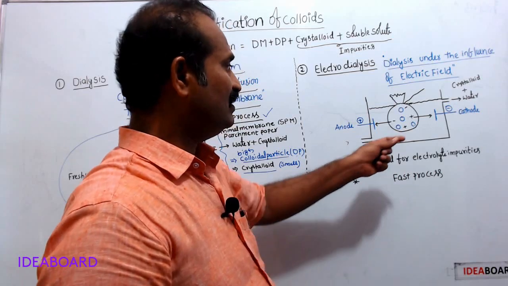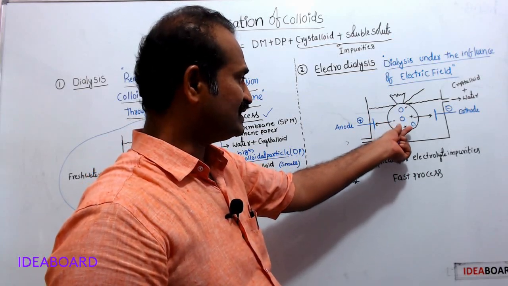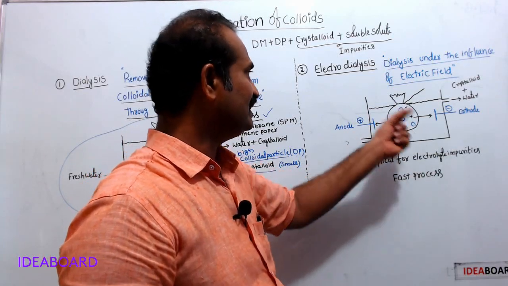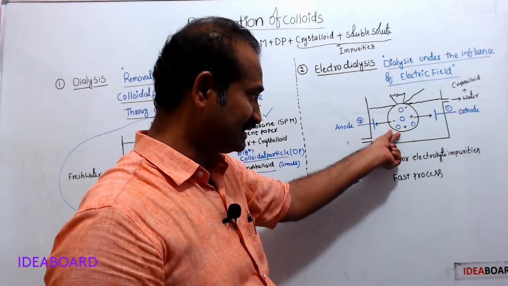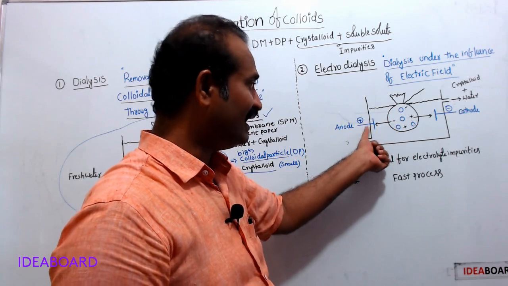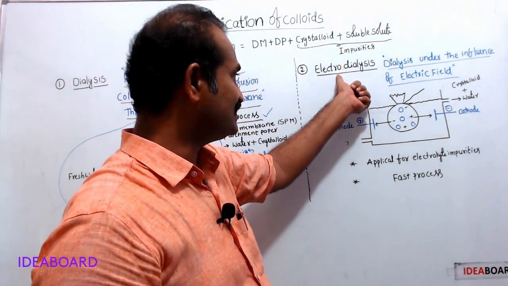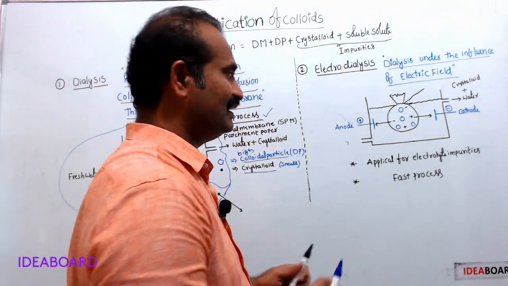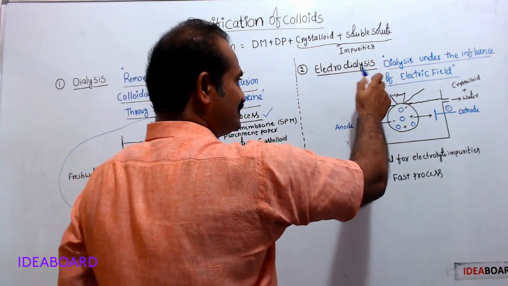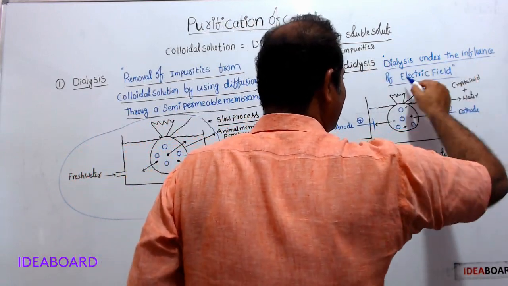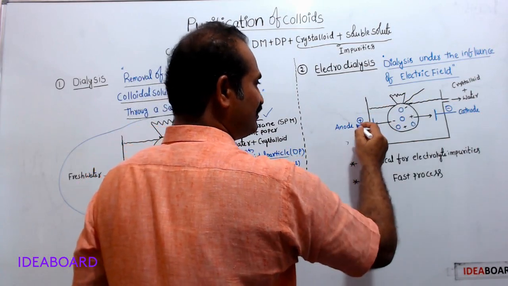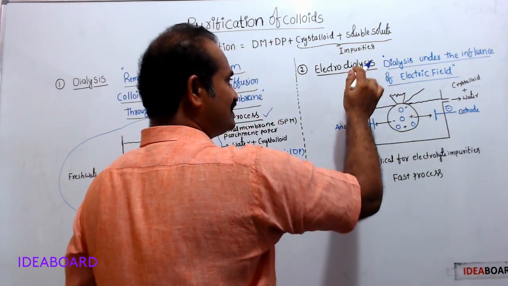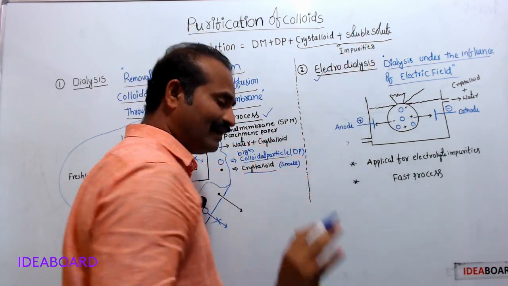Therefore, if the dialysis process is carried out in the presence of electrodes in an electric field, then such dialysis is known as electrodialysis. What does electrodialysis mean? Dialysis under the influence of an electric field. Here, the dialysis process is carried out in the presence of electrodes. Such dialysis is said to be electrodialysis.